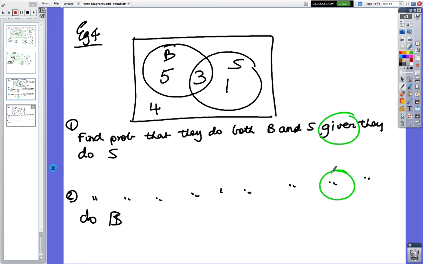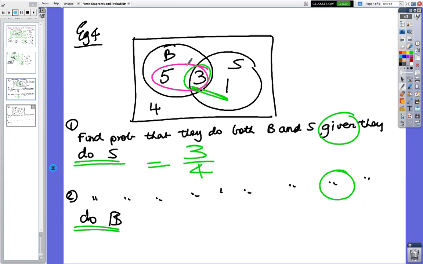Okay, given that they do S, I've only got 4 people, so the answer is something out of 4. That they do both is 3/4. In the next one, they do B, so I've got 8 people, so the answer is going to be out of 8, and that they do both is 3. And we're done.